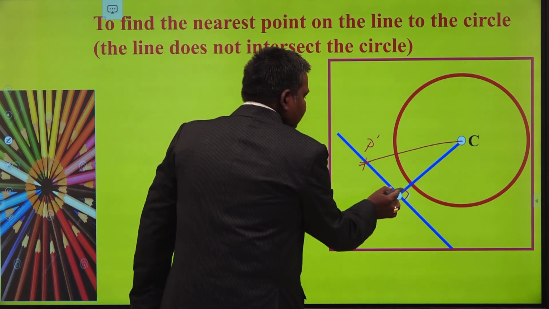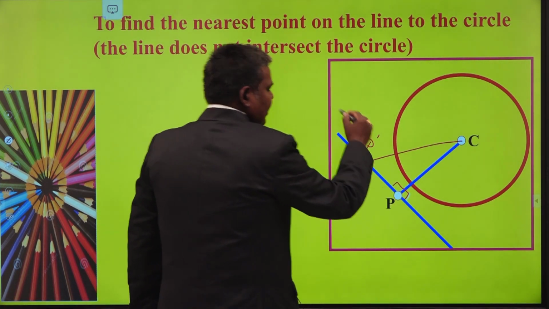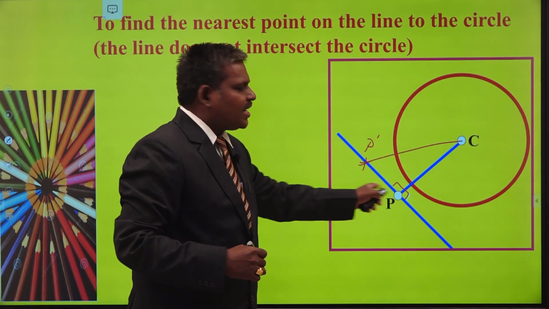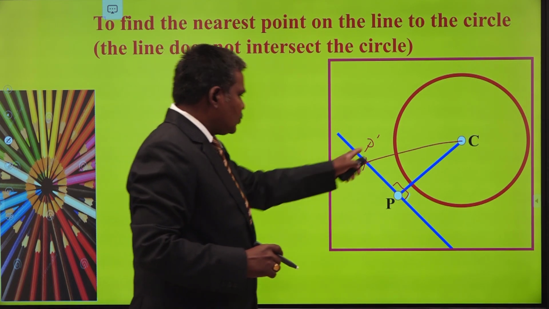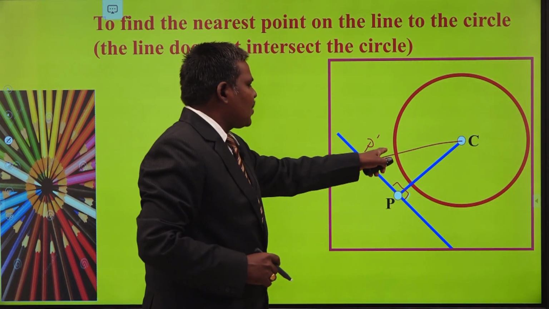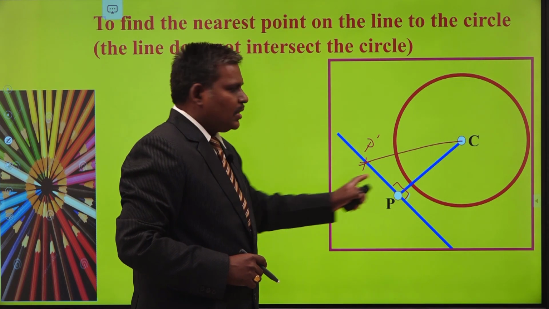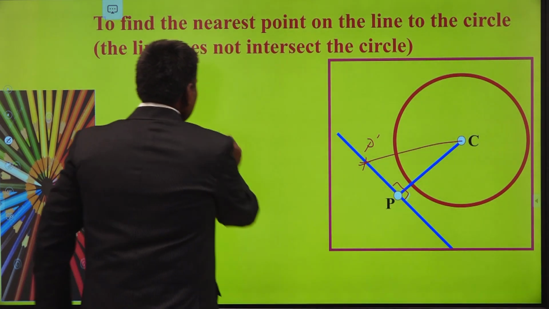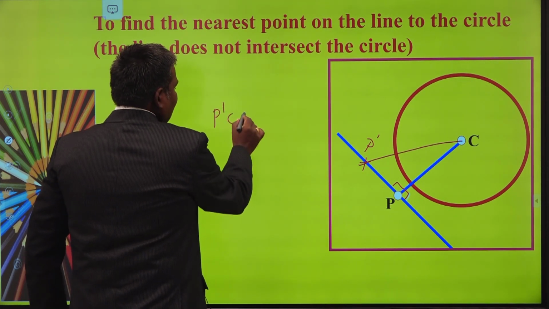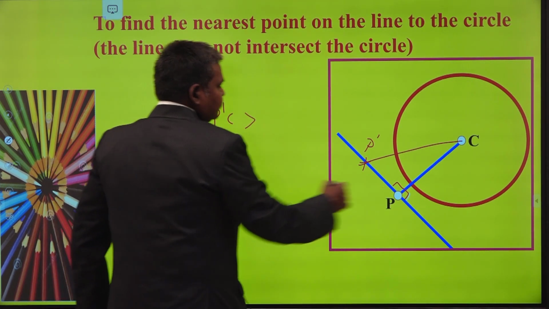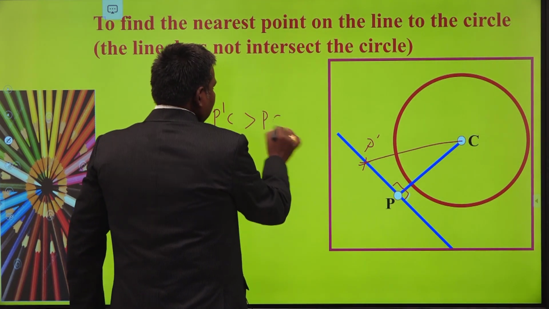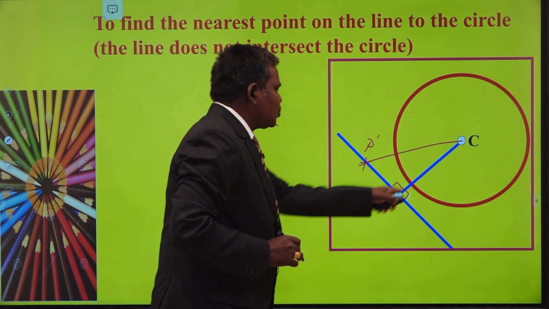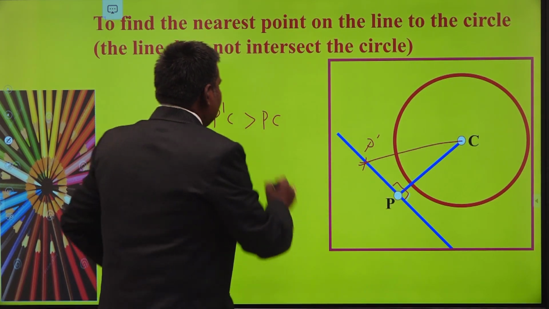What you obtain here, my dear students, is a right angle triangle. For any right angle triangle, is the hypotenuse more than any side of the triangle or not? Yes. So for this right angle triangle, this hypotenuse is more than these two sides. Clearly, P dash C is more than PC. P dash C is your hypotenuse and PC is one of the sides. P dash C is greater than PC. So from that, which one is the nearest distance? PC is the nearest distance.